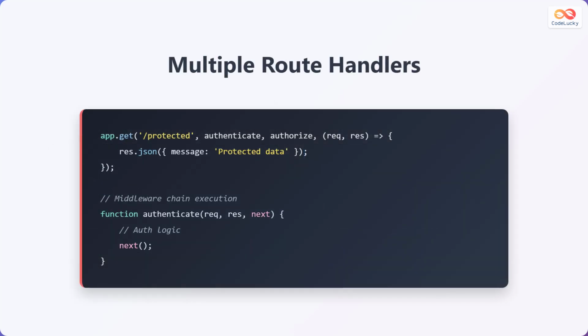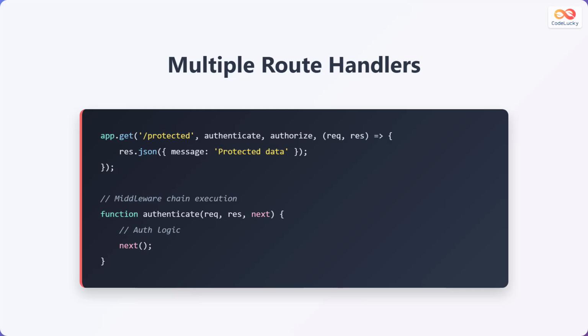Express allows you to define multiple route handlers for a single route. This is useful for implementing middleware, which are functions that execute before the final route handler. app.get('/protected', authenticate, authorize, (req, res) => { res.json({ message: 'protected data' }); }); This defines a route with multiple handlers: authenticate, authorize, and the final route handler.